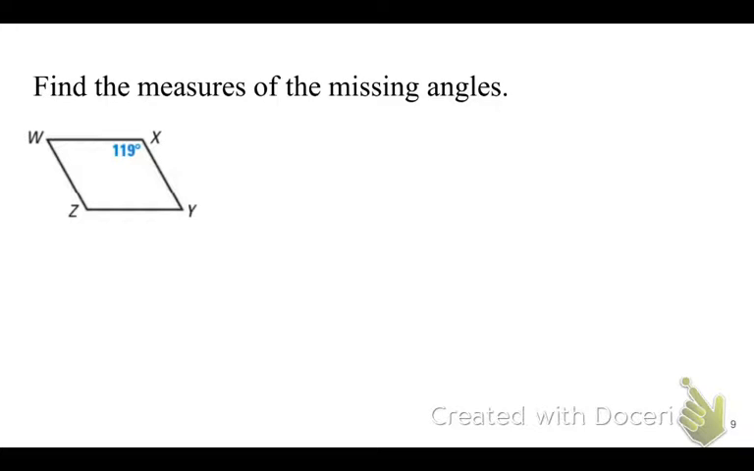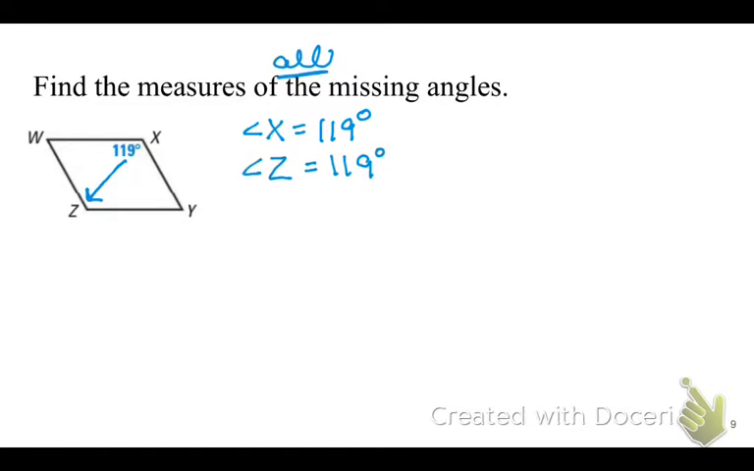Okay, so here we have one like we worked earlier. So finding the measures of all the missing angles. Just like we did before, we've got angle X, and directly across from it is angle Z. So angle X is equal to 119 degrees, and angle Z must also be equal to 119 degrees.